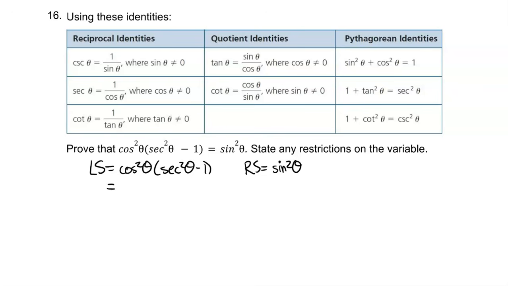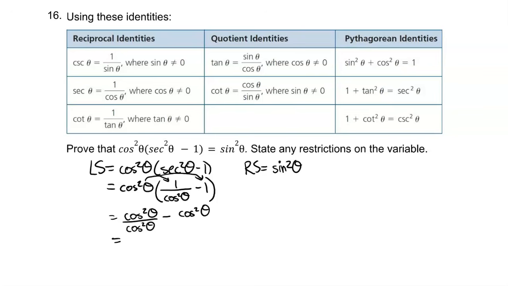So the first thing we can do here is recognize that secant is equal to 1 over cos, that identity right there. And so if we write that out on the left side, we get cos squared theta times, well, if secant is 1 over cos, that means that secant squared is 1 over cos squared. So it can be written like so. Now we're going to expand the cos squared theta in. And so when we do that, we get cos squared theta over cos squared theta. That nicely simplifies to 1, minus cos squared theta. So we're going to write this as 1 minus cos squared theta.